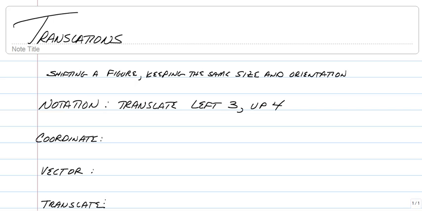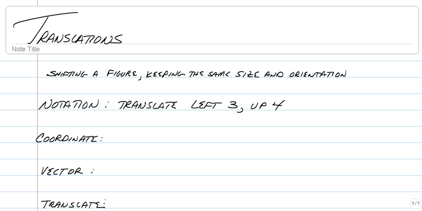In this unit, you're going to learn about 4 different types of transformations, and translations is one of them. And it's the most basic because all you're going to do is shift a figure, keeping the exact same size, shape, orientation. Nothing's going to change except for the location.